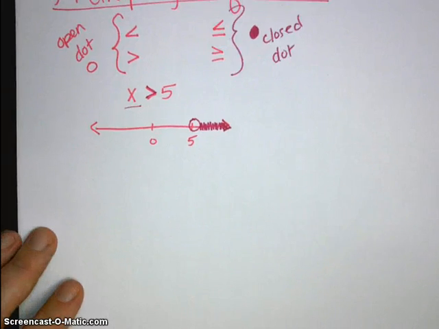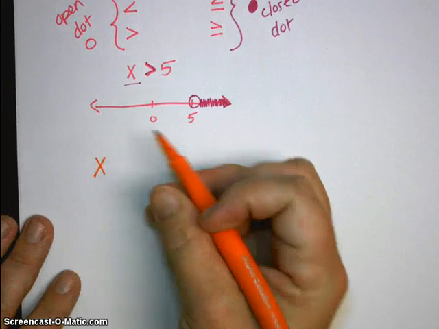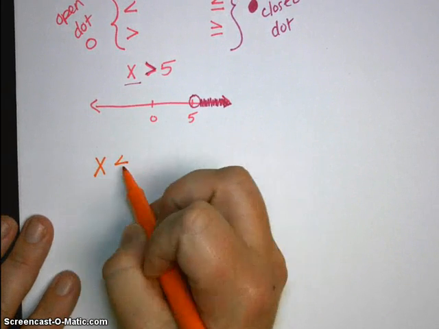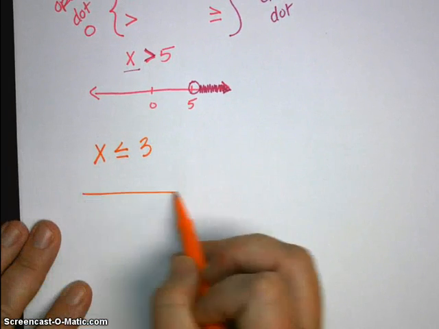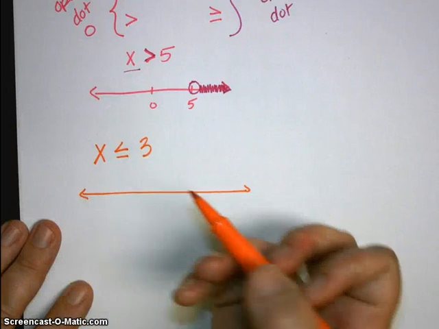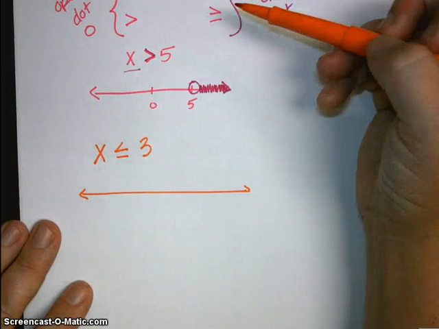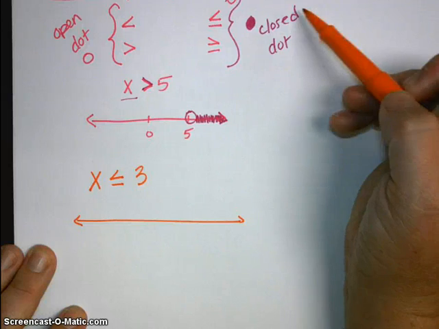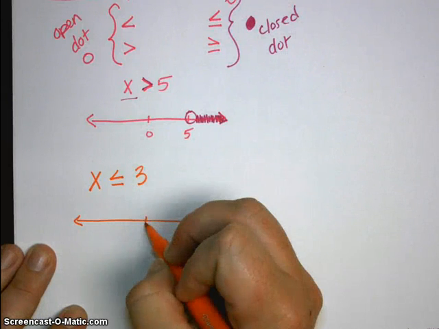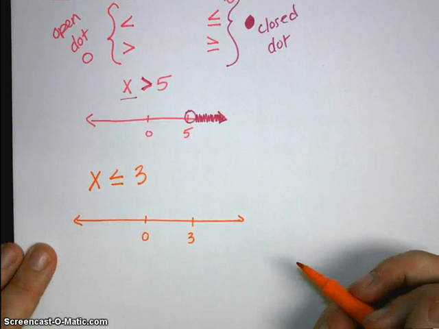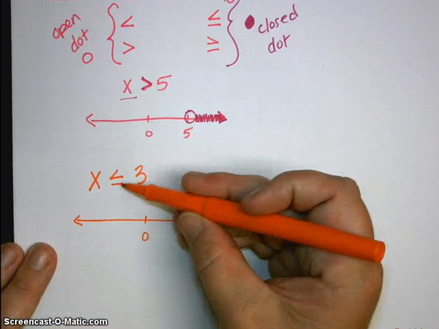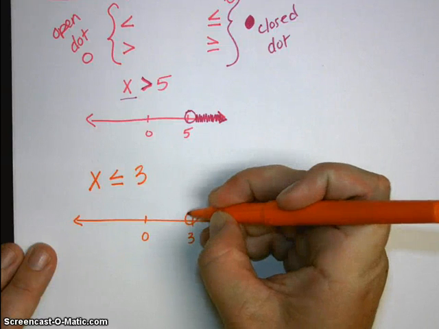Let's look at another example. Let's look at x is less than or equal to 3. So I'm going to draw my number line. Less than or equal to means that I'm going to have a closed dot. So I'm going to put a 0 on there for my line, and then I'm going to put the 3, and then I'm going to use a closed dot on the 3.